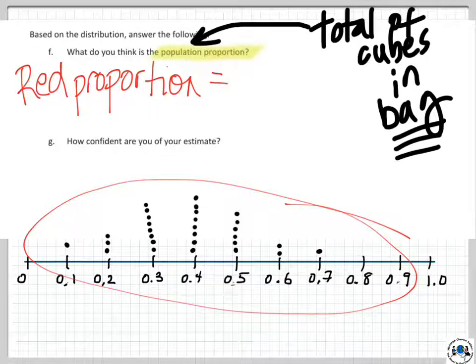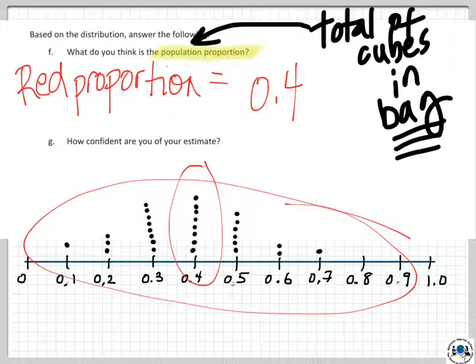And I'm not sure what you're saying, but I would say probably right there. Okay, got some 3s, got some 5s, and all this other stuff, probably just about that. Probably say our red proportion is about 0.4. Okay, that seems like a pretty good guess.